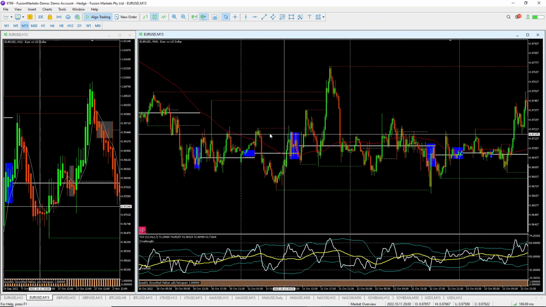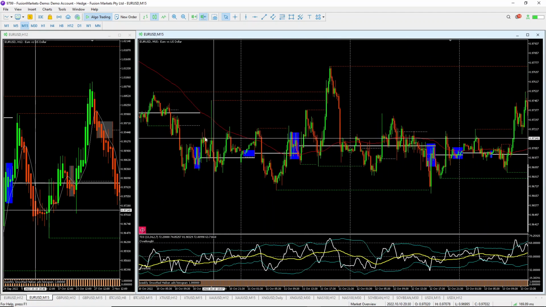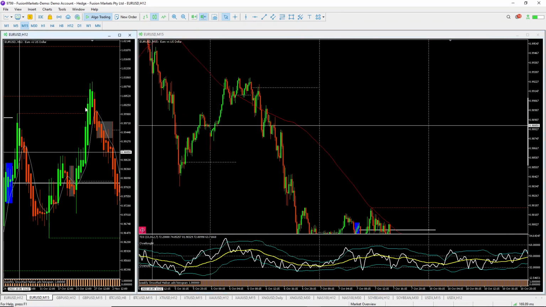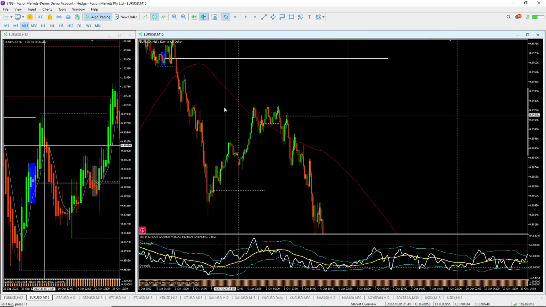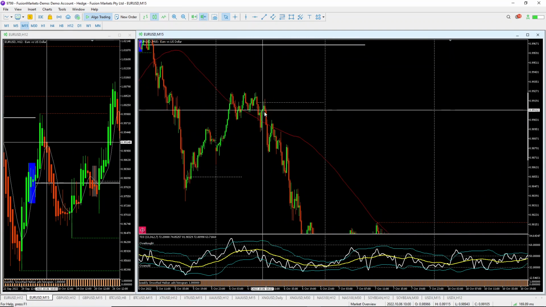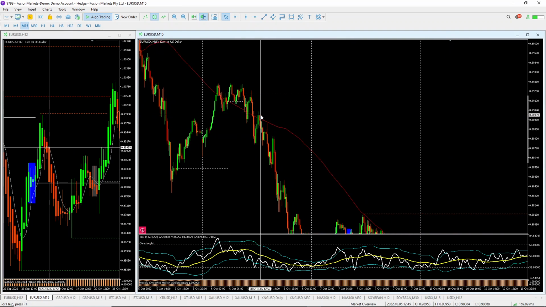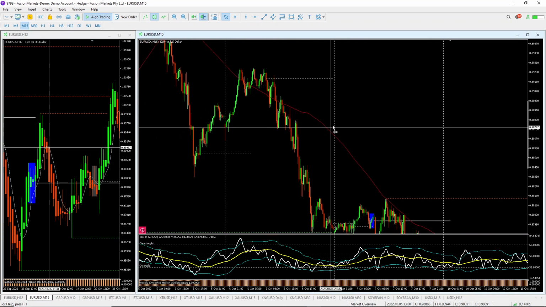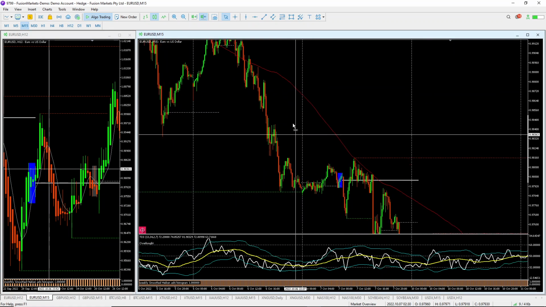But if you want really high probability, then you're going to stick. You want to see that rotation there, and then after the rotation, you want to see price going below the Heikin-Ashi moving average, then you can start thinking about selling.